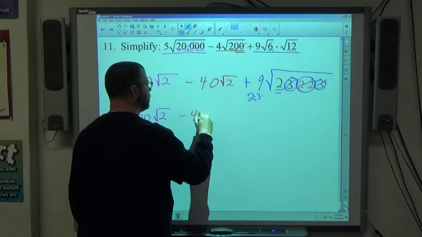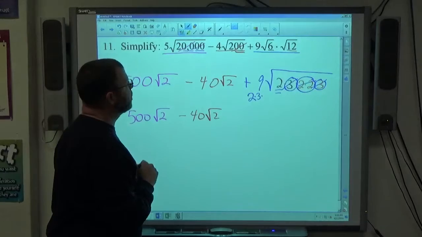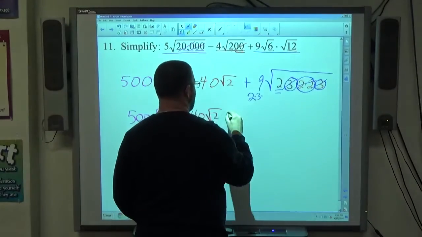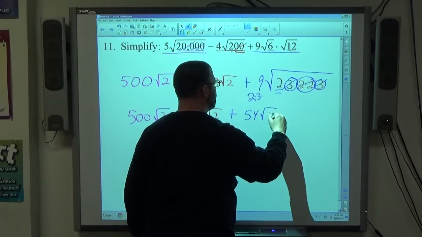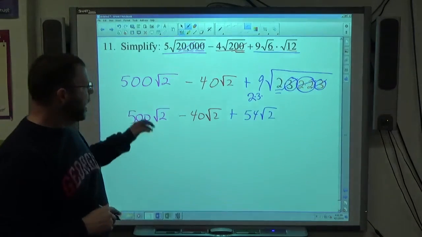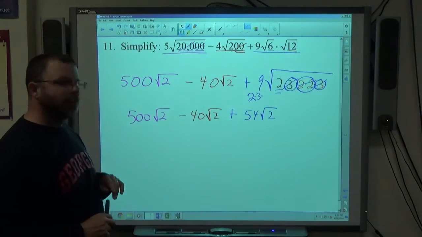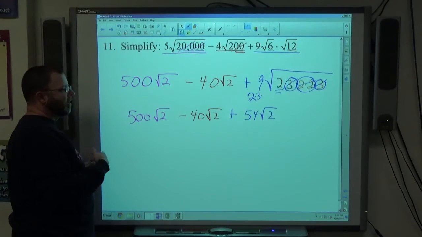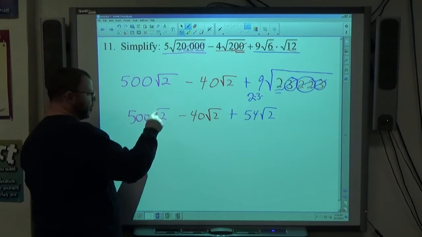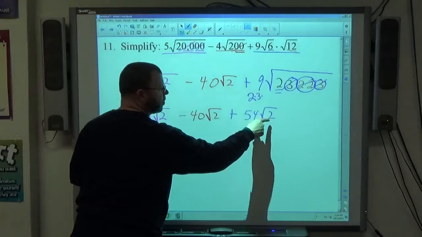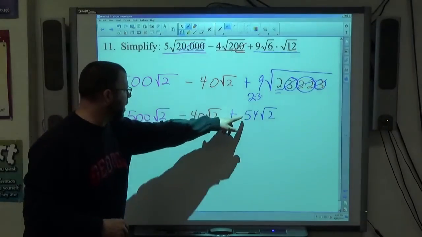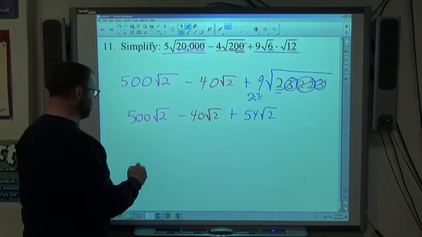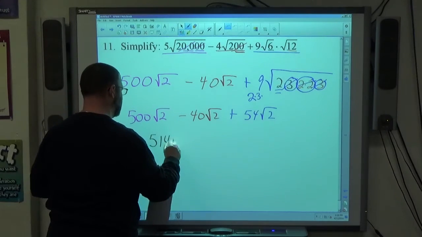Minus 40 times the square root of 2. Also can't make that any prettier than what it is. Plus 9 times 2 times 3, which is 54, times the square root of 2, which is the prettiest that can be. And once every term is as simplified as it possibly can be on its own, then we add or subtract if possible. Square root of 2 matches square root of 2 matches square root of 2. So adding them all up is legal. 54 minus 40 is 14, plus 500 is 514 times the square root of 2.